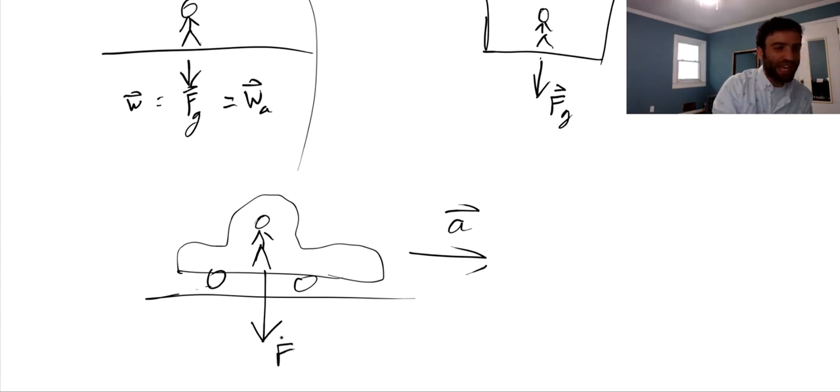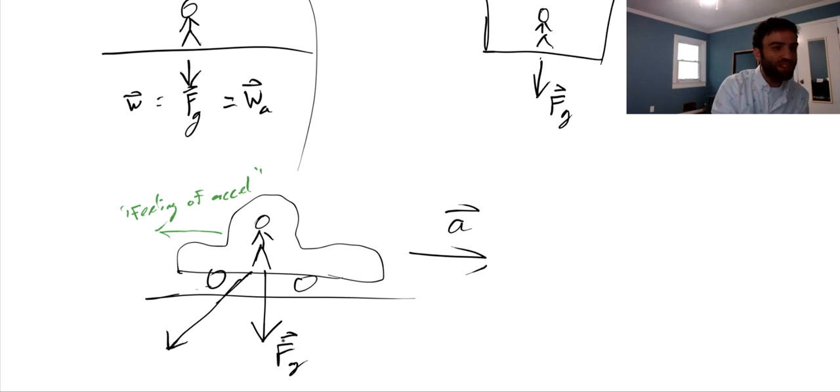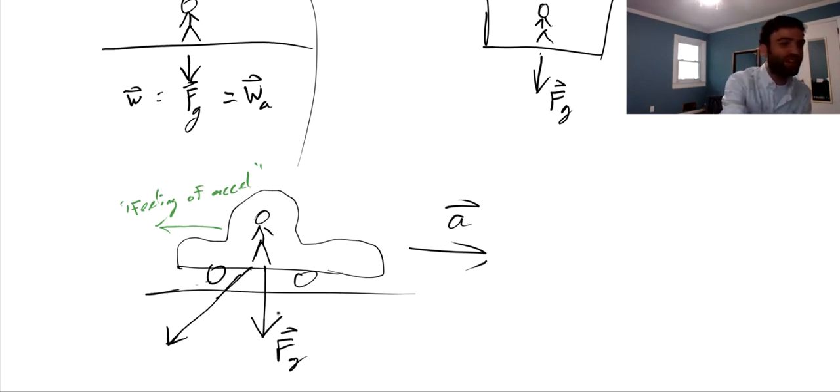Gravity is actually acting in this direction. Acceleration is actually pointing to the right. We have a feeling of being pushed back against our seat. So there's this feeling of acceleration that points in the opposite direction of acceleration, and our apparent weight points in this direction, both down due to gravity and against the direction of acceleration.